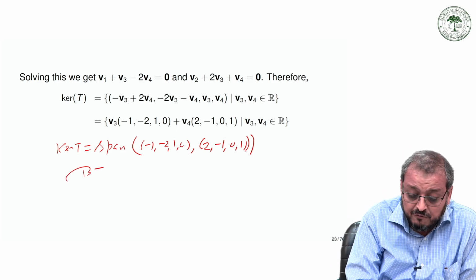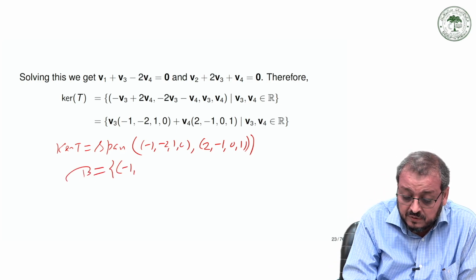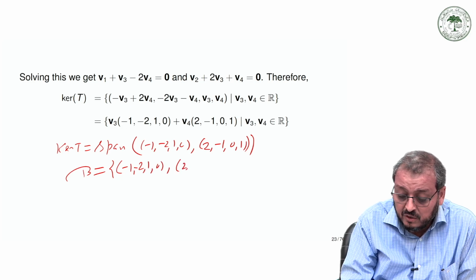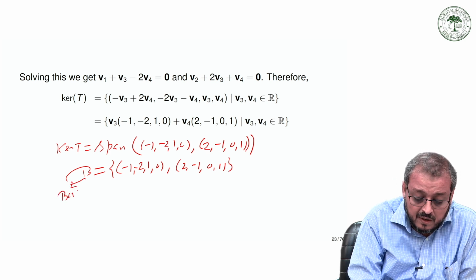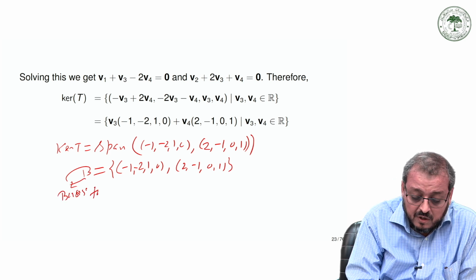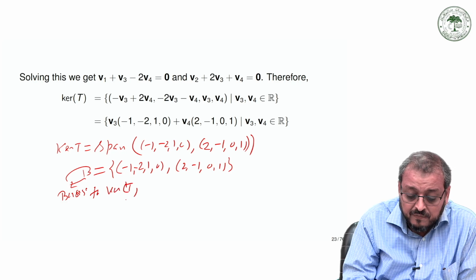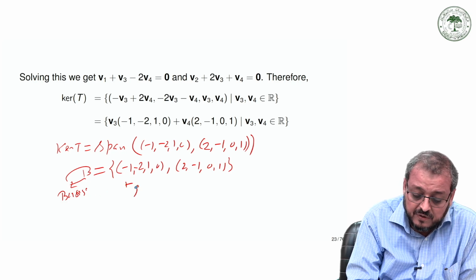So this means they form a basis. So this is (-1, -2, 1, 0) and then we have (2, -1, 0, 1). So B is a basis for the kernel of T.